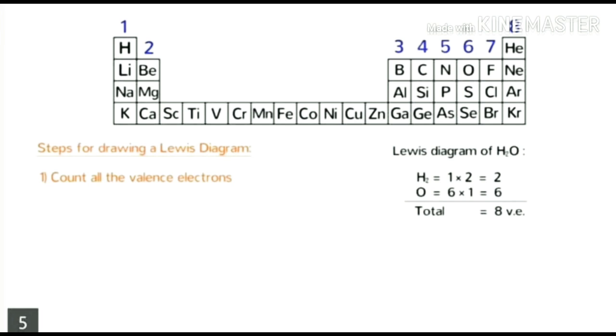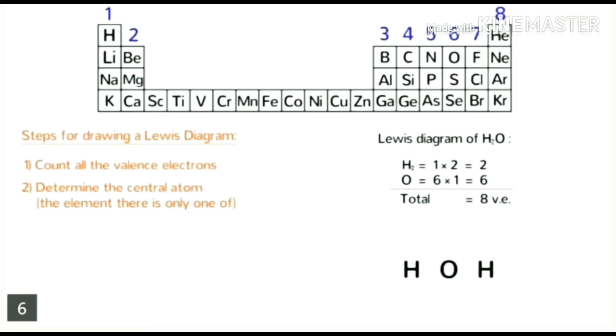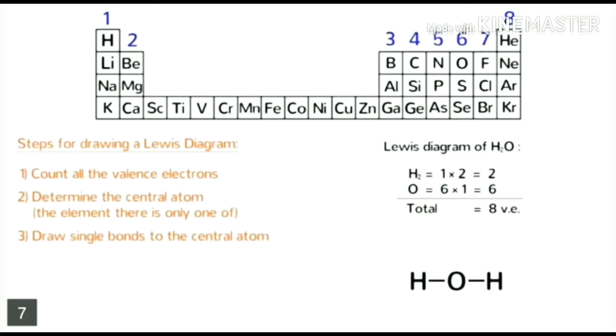We use water, H2O, for this. First step, count all the valence electrons. There are 8 valence electrons in total. Second step, determine the central atom. Oxygen is the central atom because there is only one. Third step, draw single bonds to the central atom.